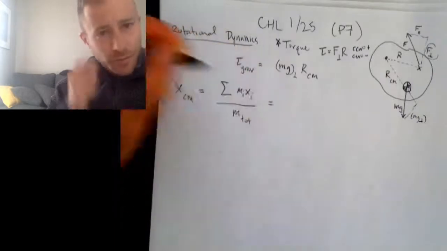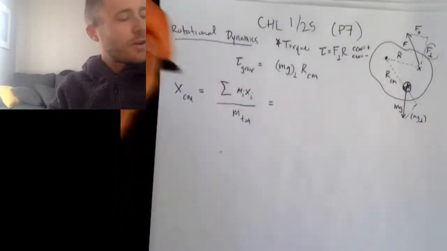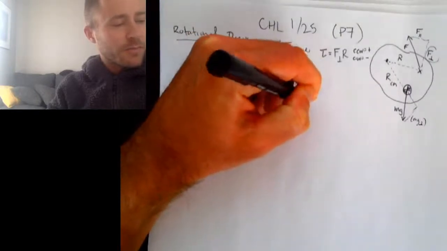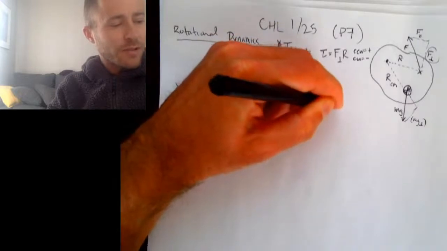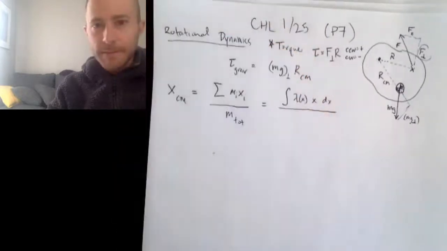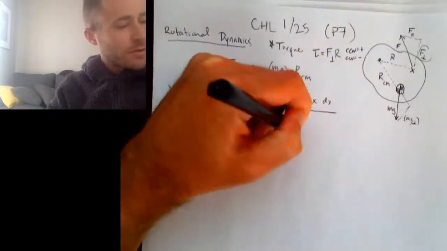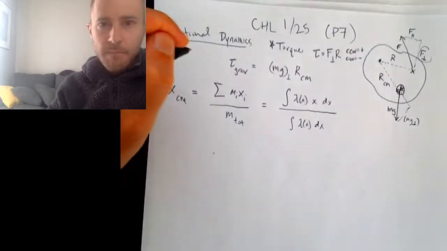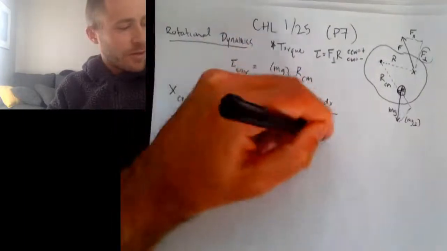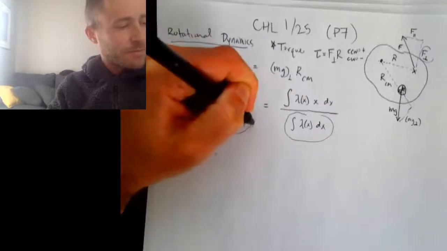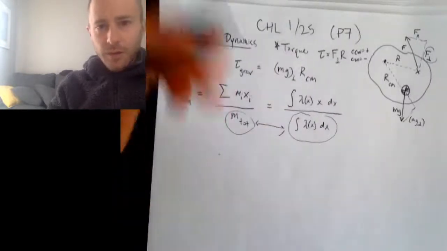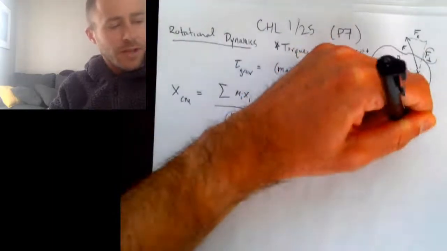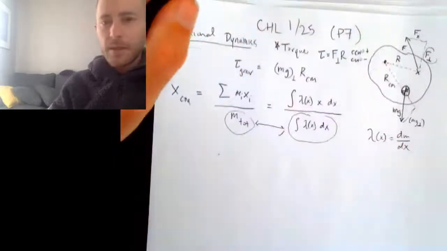If you have a continuum distribution, your center of mass is the integral of lambda of x times x dx over the integral of lambda of x dx. Okay? So this denominator right here, this is the same thing as m tot. And just to remind you that lambda of x is dm/dx. All right?